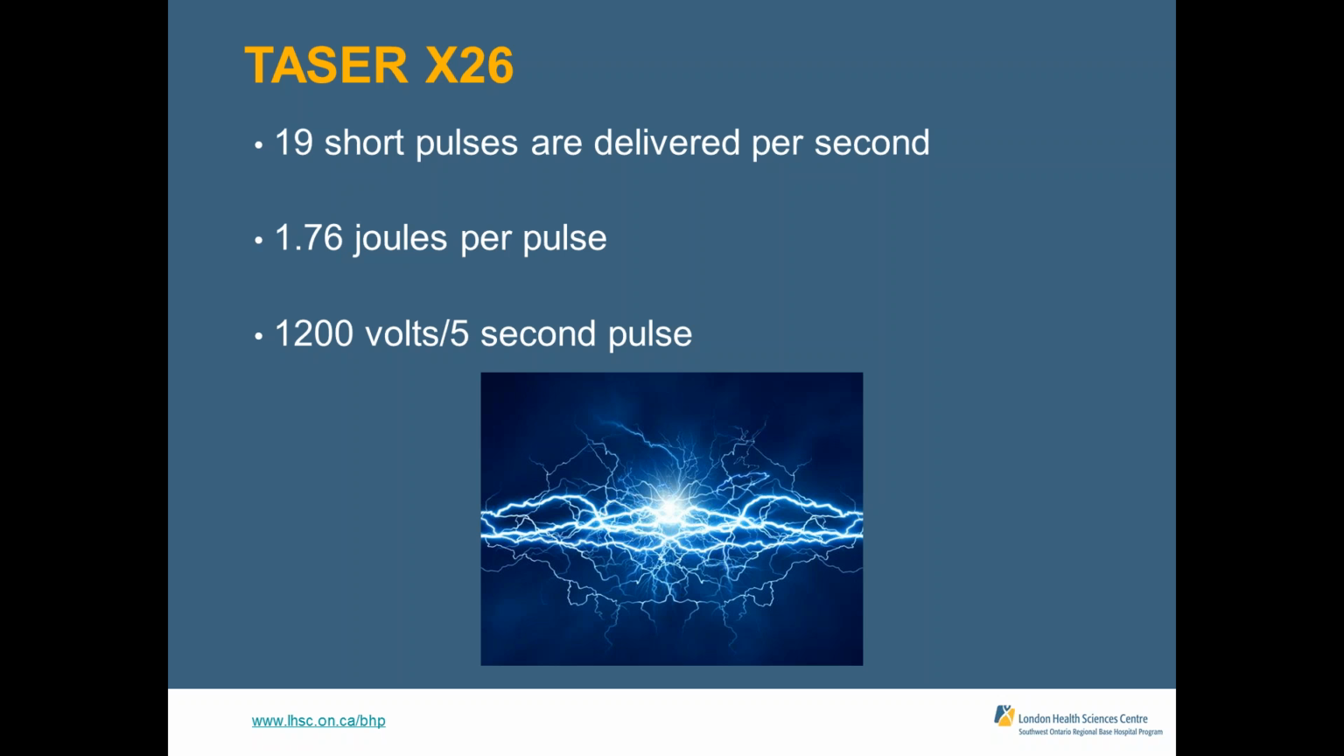And so when a taser does hit a person, there are 19 short pulses per second that are delivered, and each pulse delivers 1.76 joules. Over that 5-second period that a taser is delivering its electricity, a person receives about 1,200 volts. So low amperes, high voltage. It doesn't electrocute people as it would if it were something like a wall socket, which is low voltage, high amperage. You stick a knife into a wall socket, you're going to get electrocuted. Yeah, it's just enough to incapacitate these people, get them down so that they can then be restrained in a more safe manner.